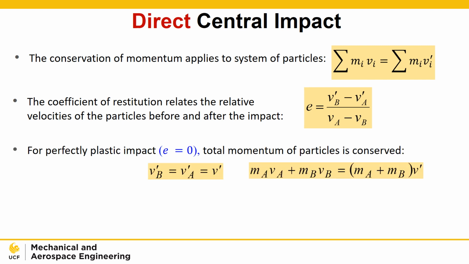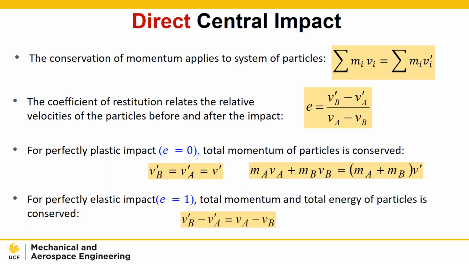For perfectly plastic impact, the coefficient of restitution E is equal to 0. The particles stick together and travel with the same velocity after the impact. Therefore, V prime B is equal to V prime A is equal to V prime, which is the final velocity of the particles. And the momentum conservation equation takes the form MAVA plus MBVB is equal to (MA plus MB)V prime. For perfectly plastic impact, the total momentum of the particles is conserved.